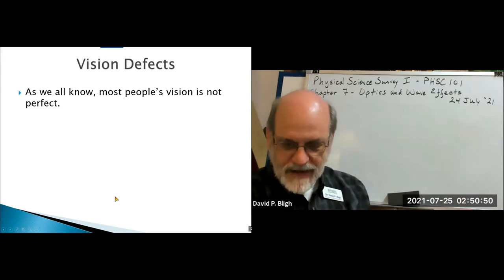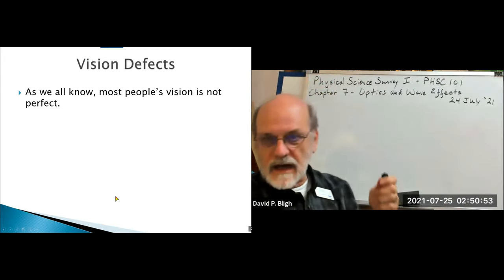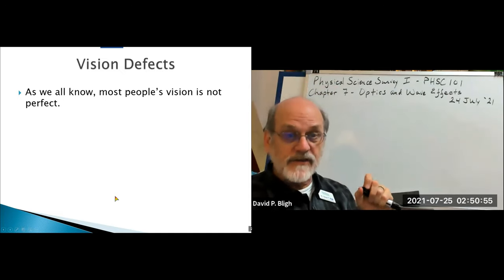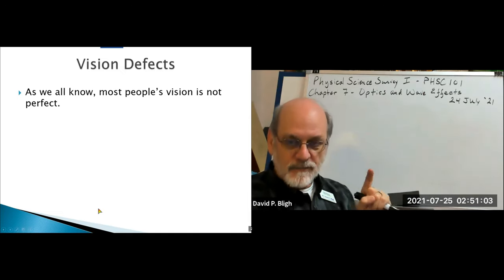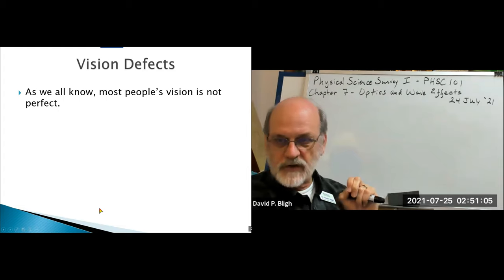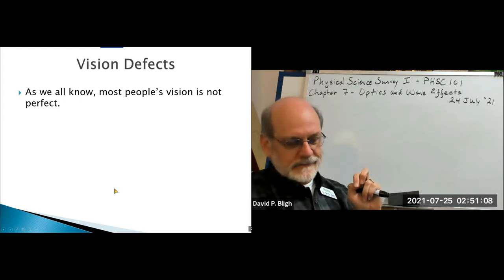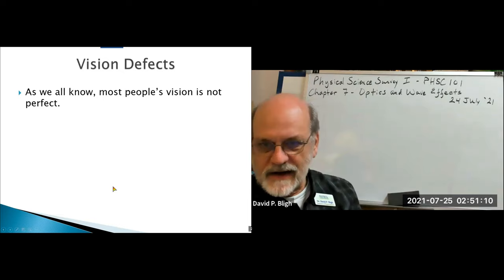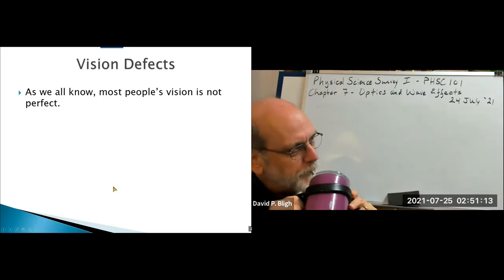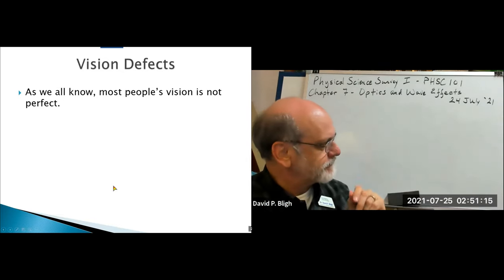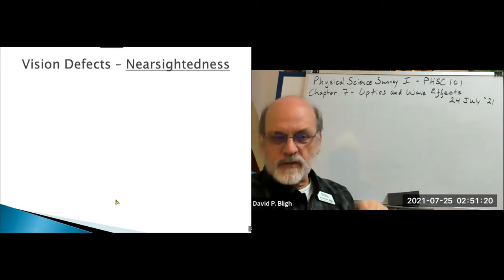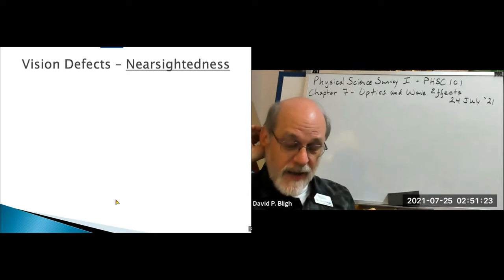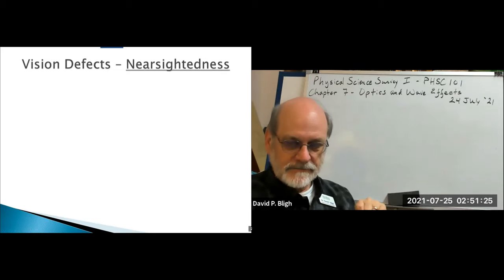Now, obviously, human vision has its defects also. Most people, very few people, I should say, have perfect vision under all circumstances. So let's take a look at some of these defects. All right, first one is perhaps the most common, nearsightedness.